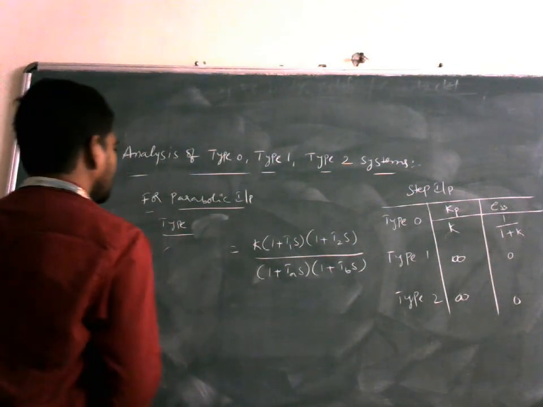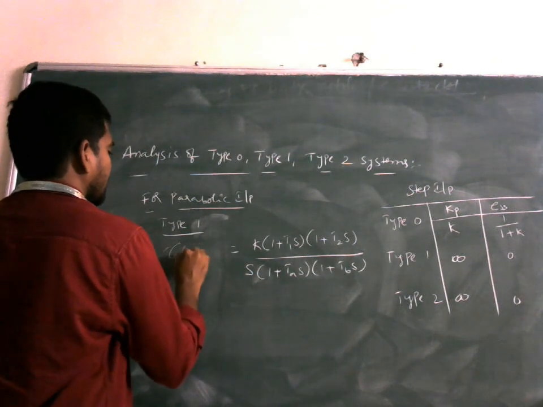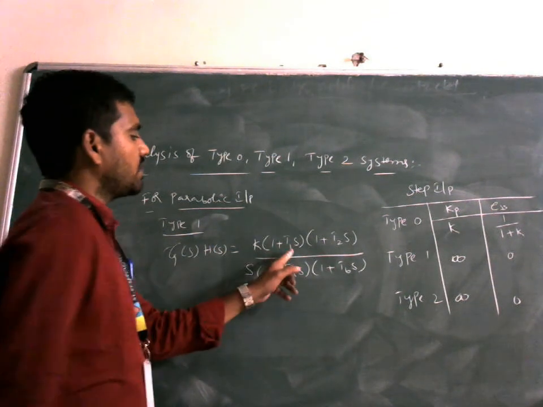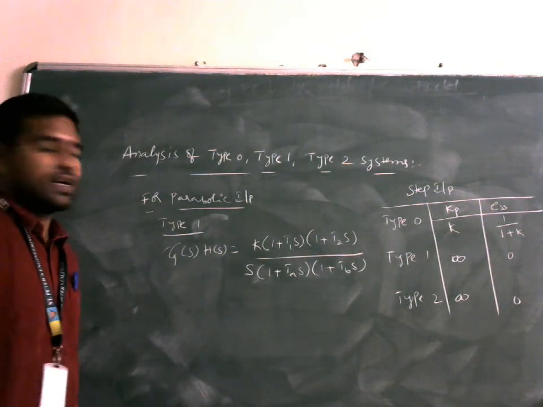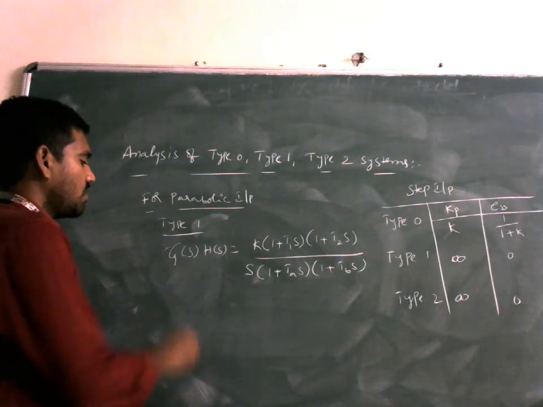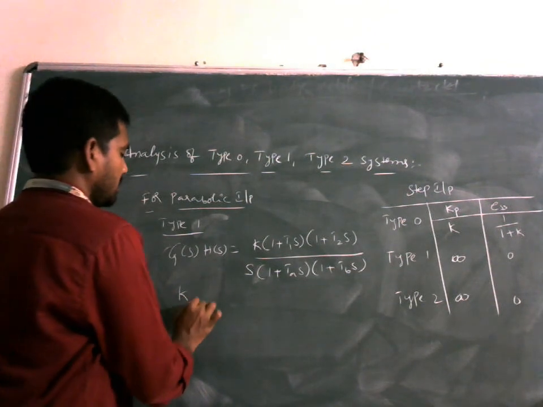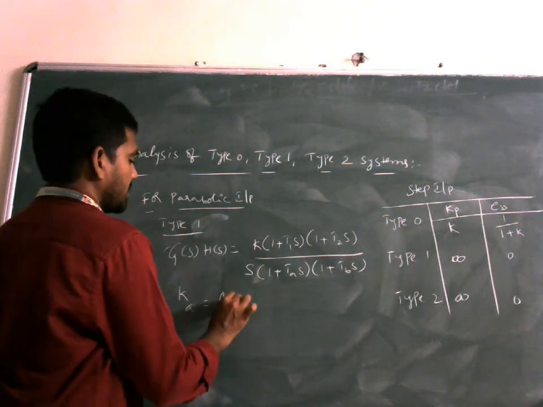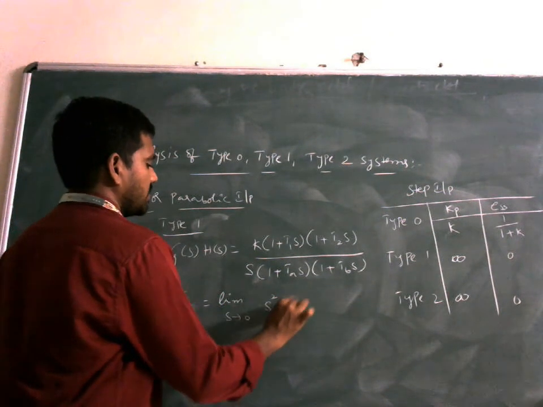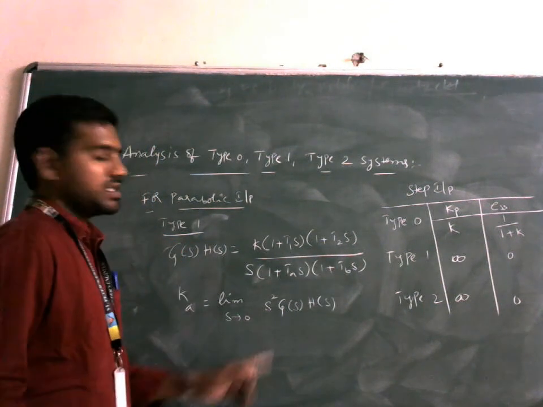Type 1, for type 1 what will happen? You are getting an s in the denominator, that is, G(s)H(s) is equal to K(1 + T1 s)(1 + T2 s) divided by s(1 + T1 s). Now what is your Ka value? Ka equals limit s tends to 0 of s squared G(s)H(s).